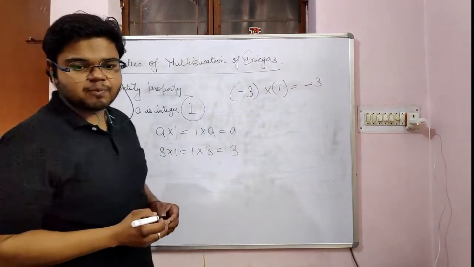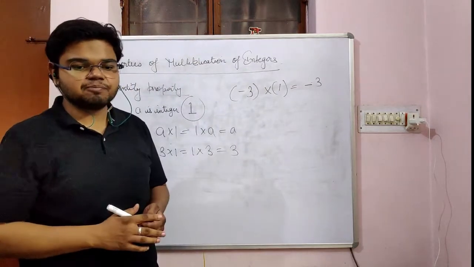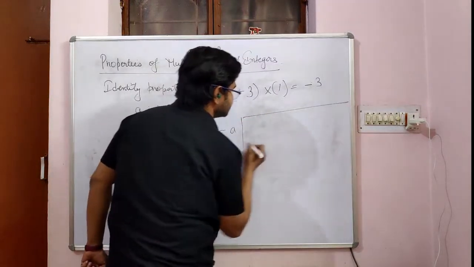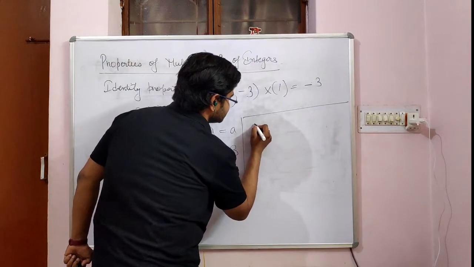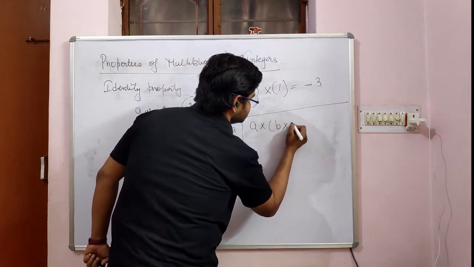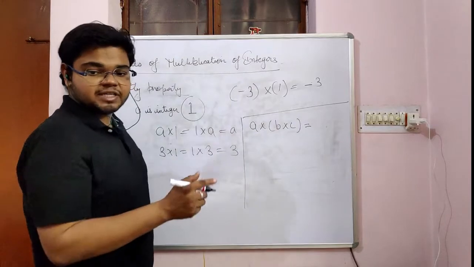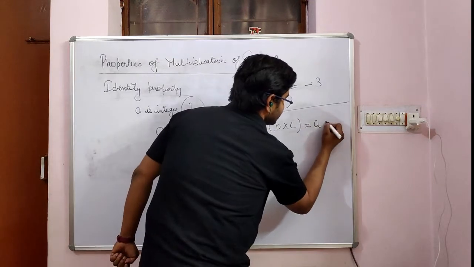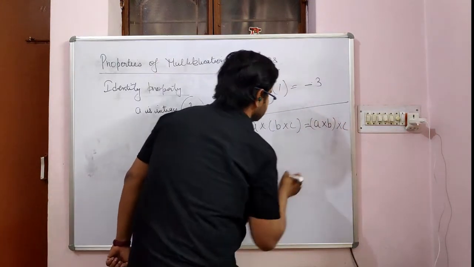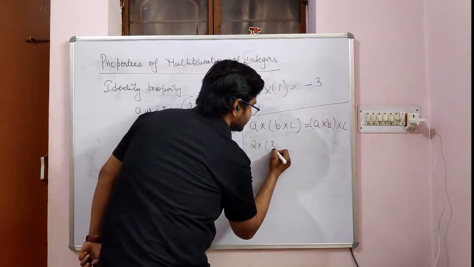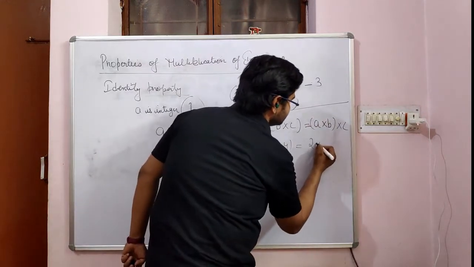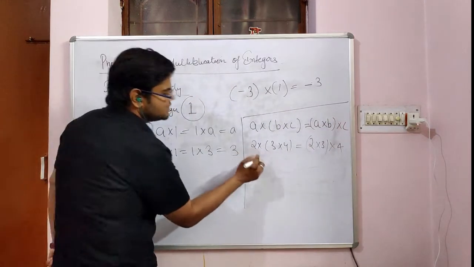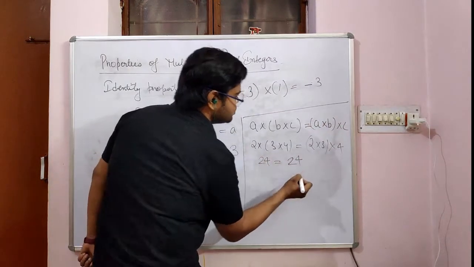Now, the next property that we have, children, is associative property for integers. We have already discussed associative property in addition. But here we have multiplication. A into B into C equals A into B into C. So if we put 2 into 3 into 4 equals 2 into 3 into 4, what will be the result here? 4 3s are 12, 12 2s are 24, equals 24.